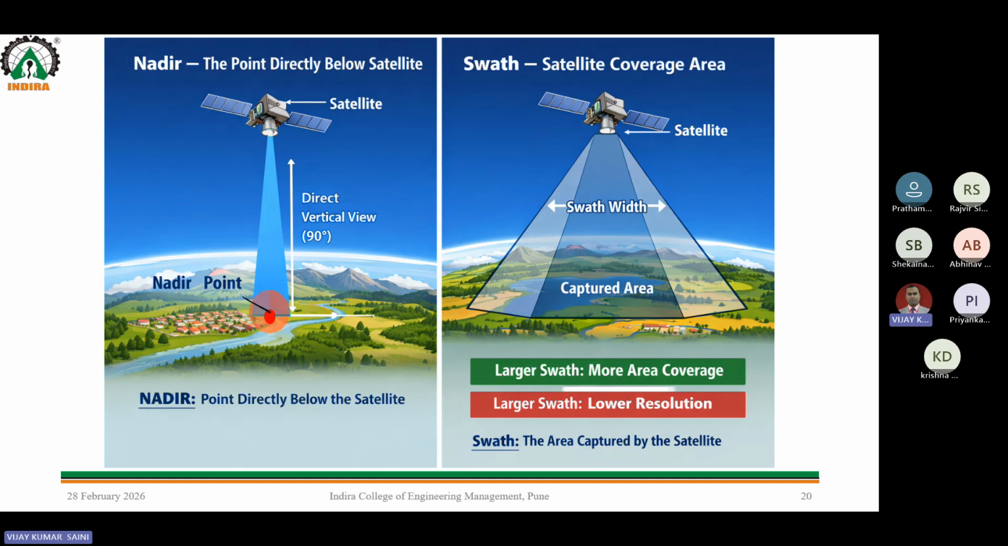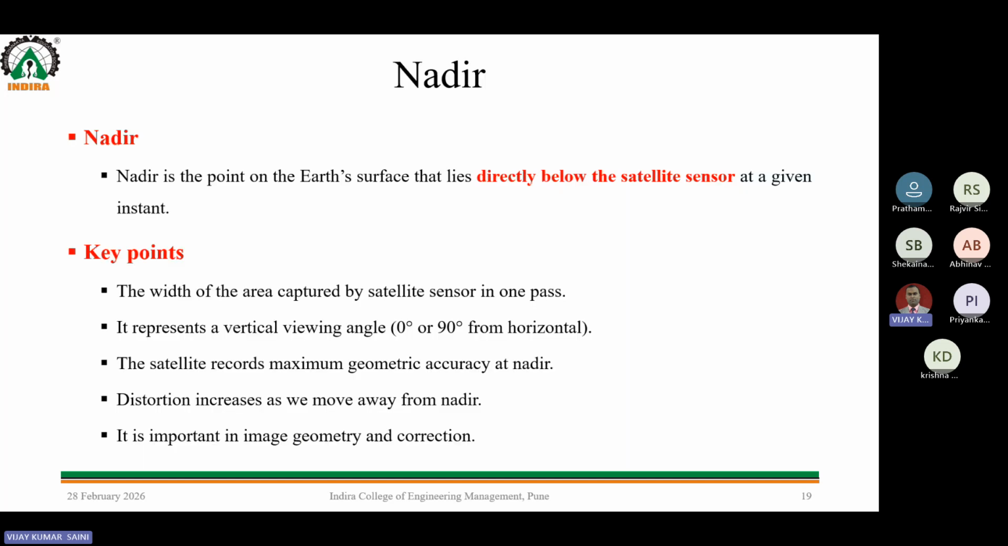I think with the image the concept is clear. Now talking about the theoretical part, Nadir is the point on the Earth surface that lies directly below the satellite sensor, right? Now you can understand, and I expect these things to come in exams, so basically make these satellite diagrams also, which I have shown right now.